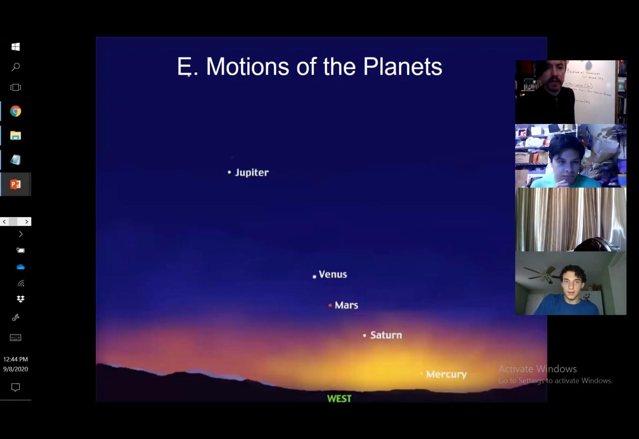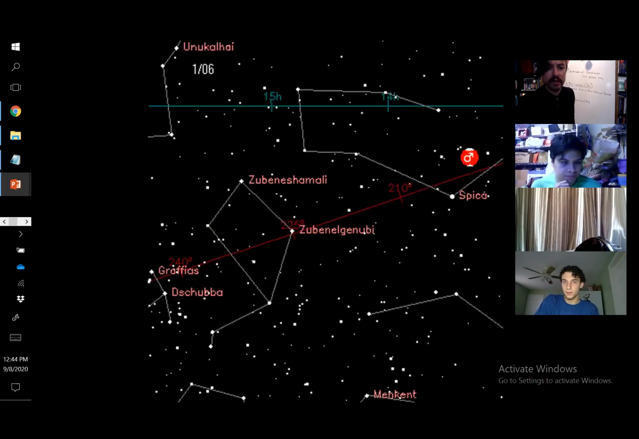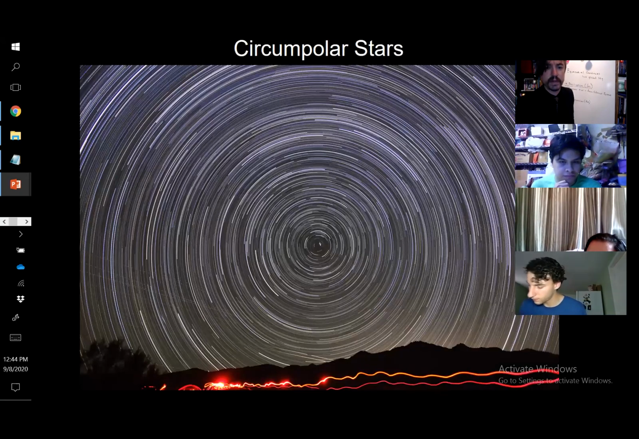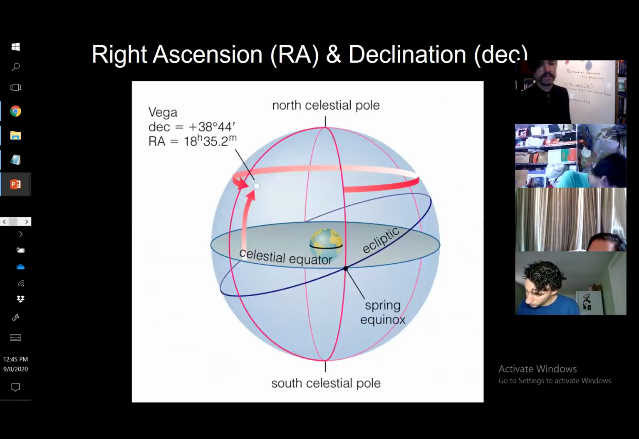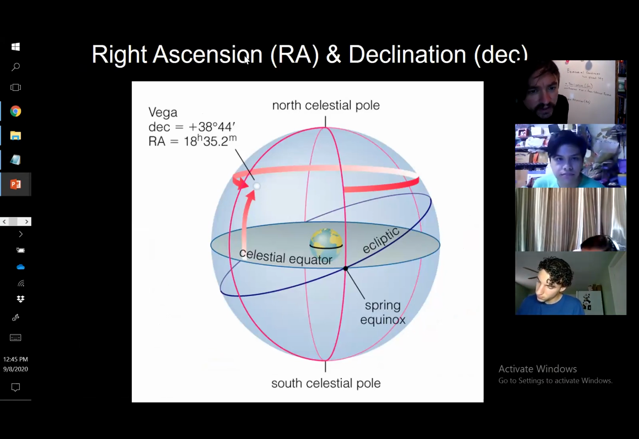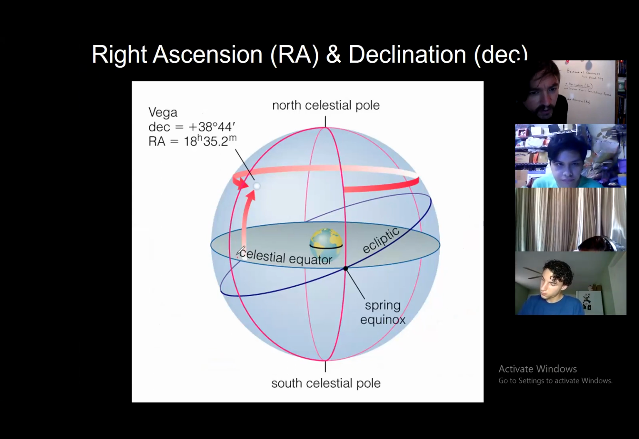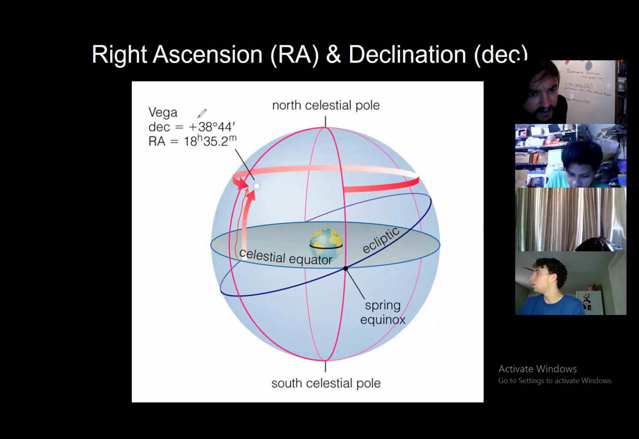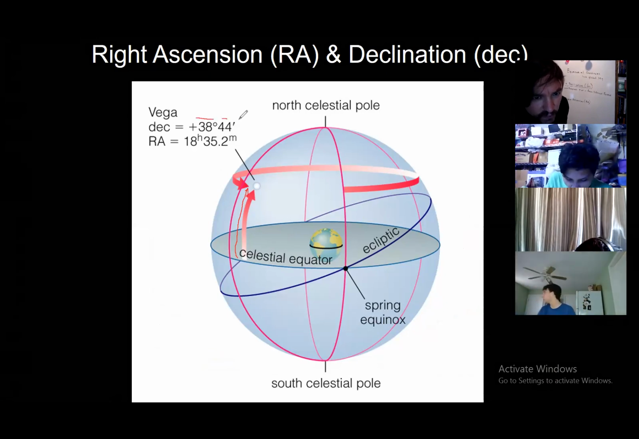This is a picture from your book. Here's a famous star called Vega. You start at the celestial equator. You're going positive above the celestial equator, and it's located 38 degrees and 44 arc minutes. Arc seconds have the double apostrophe. This is 44 arc minutes.